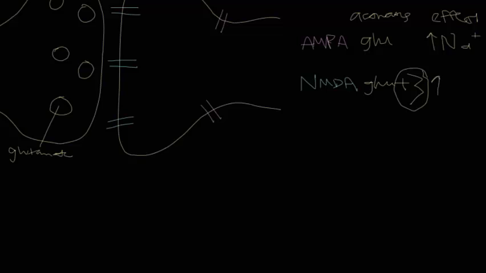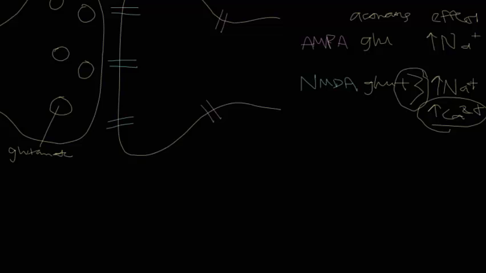NMDA receptors are also going to let sodium inside the cell, but they have another added effect, which is allowing calcium in the cell. So also calcium, 2 plus. All right, so that's going to be our key differences here. So now, knowing these properties of the receptor, let's look at what's going to happen here.